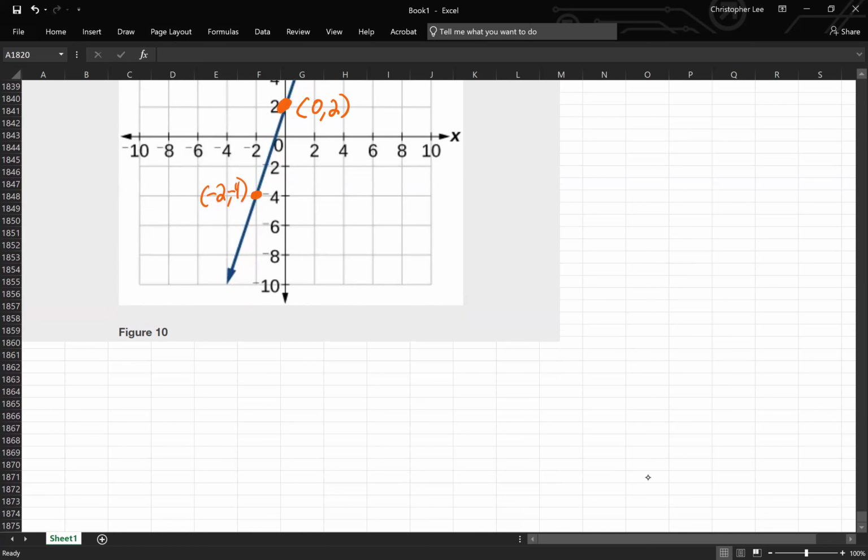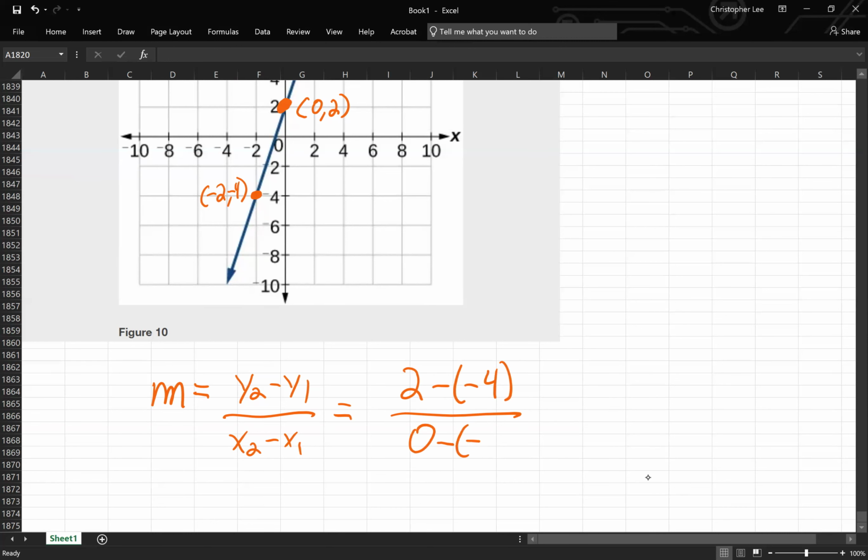That's it. So my slope is equal to y2 minus y1 over x2 minus x1. This is going to be 2 minus -4 over 0 minus -2. Little math. I got 6/2, which is equal to 3.